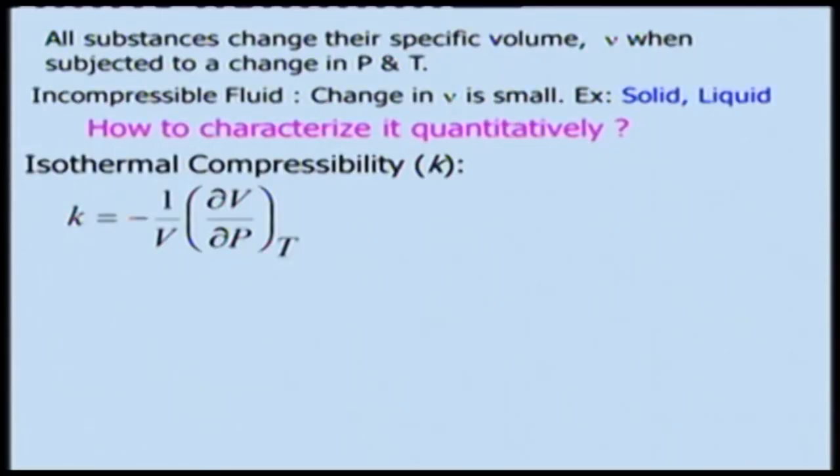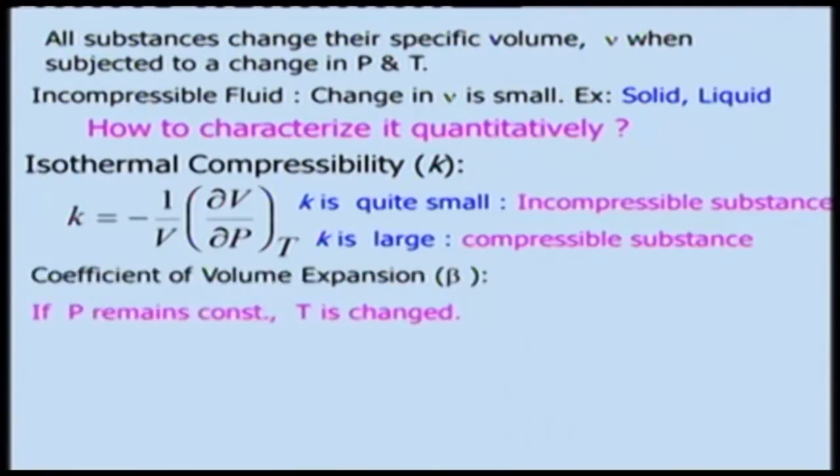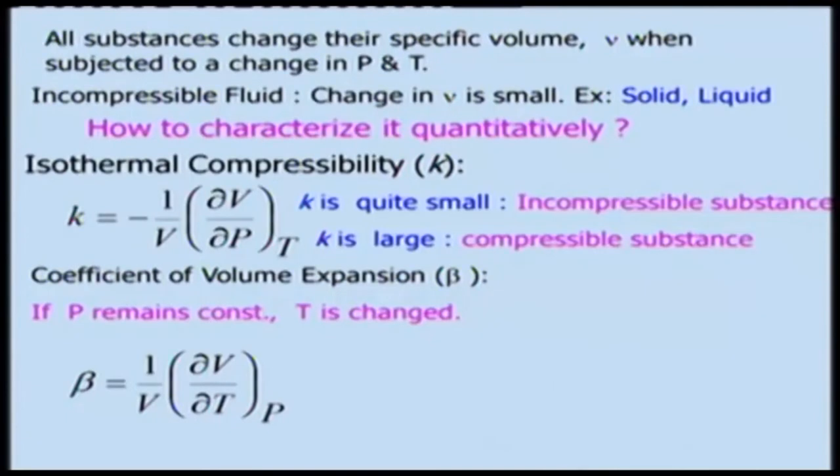But we will look at another way of quantifying it. That is the coefficient of volume expansion, where pressure remains constant and temperature changes. So beta is basically 1 over V into ∂V by ∂T at constant pressure. Beta is a positive quantity, and this is known as the coefficient of volume expansion, and it will be quite small for an incompressible substance. Also, if the isothermal compressibility is large, we call it a compressible substance.